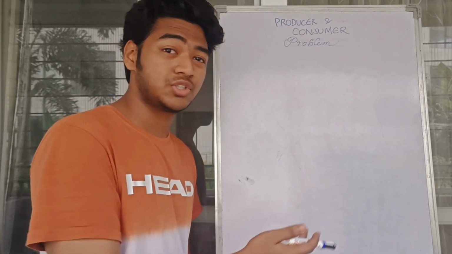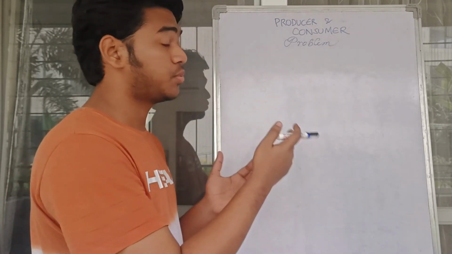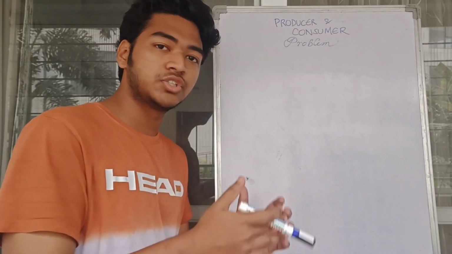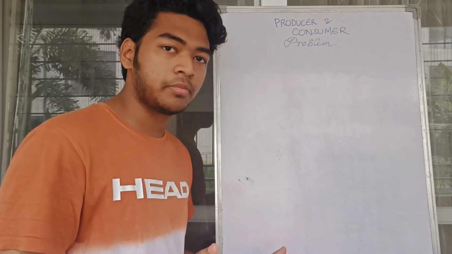So what is a producer and consumer problem? It basically is what the name suggests. The producer produces data or a variable or something, and the consumer consumes it. And what is the problem here?